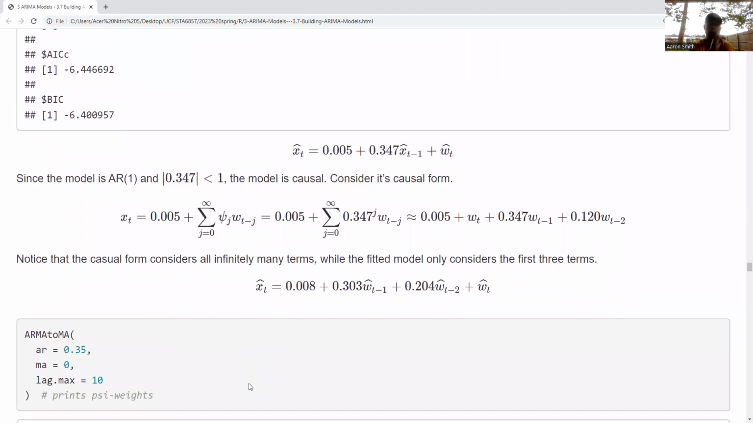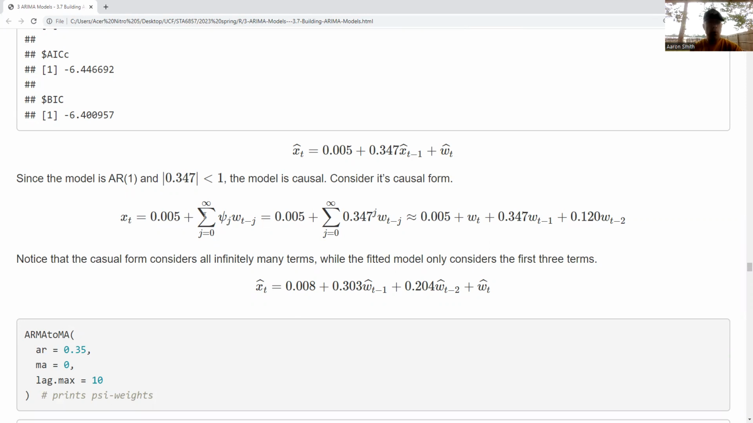All right, so I noticed that these 2 models on those diagnostic plots looked a lot alike, and I'm kind of wondering about this. Since the coefficient in the AR1 is less than 1 in magnitude, this is a causal model. Okay, well, if I go through and do the causal transformation that we have here, replacing x sub t in the process with the series of white noise, I realize that I get something that's actually pretty close to the model I had before.